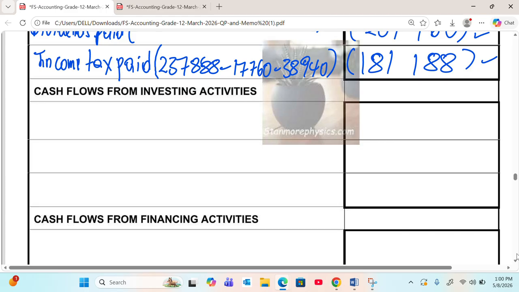Are we buying land? Are we buying an equipment? Are we buying a delivery vehicle? That will be recorded where? Under investing activities. And then as well when we are selling our fixed assets. So let's check.